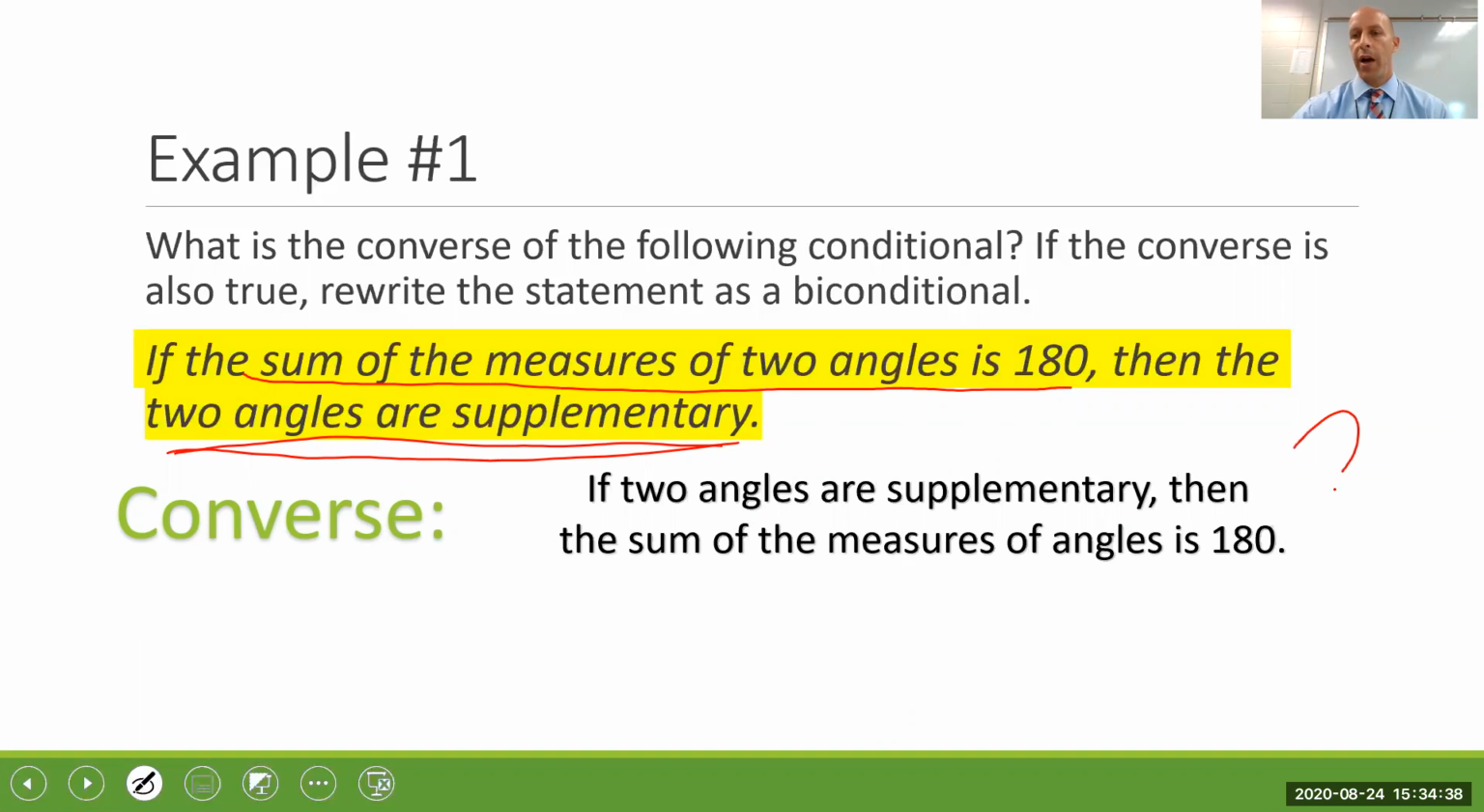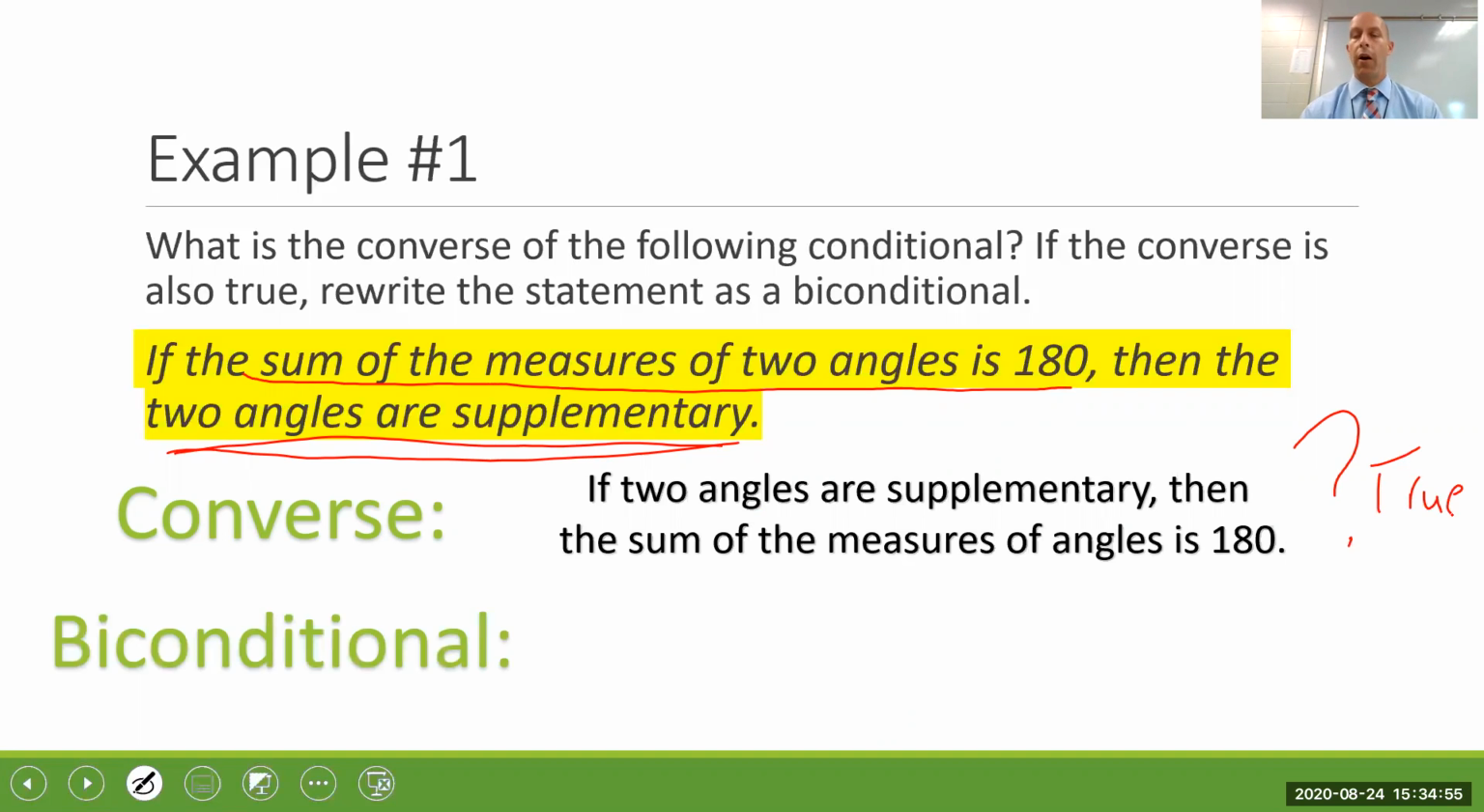So now here's the question. What is the truth value of this statement? If two angles are supplementary, is the sum of their measures 180? Well, the answer is yes. So this is true. So we can then write our biconditional.